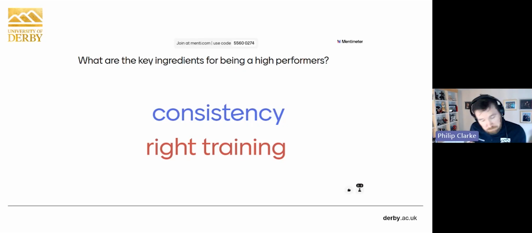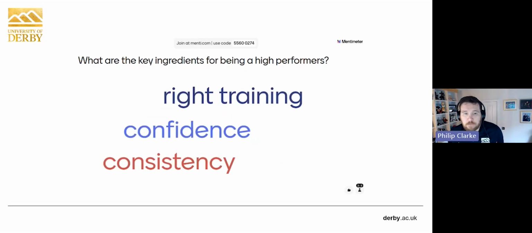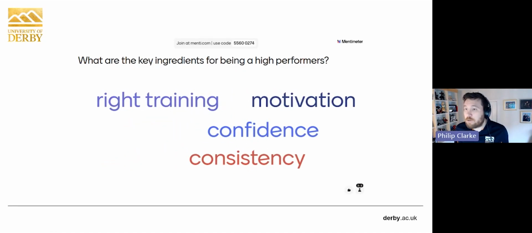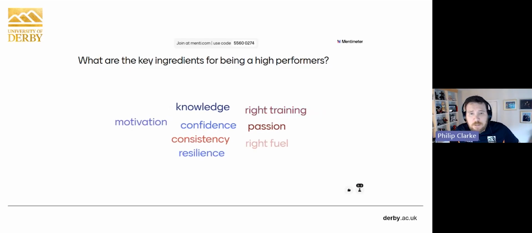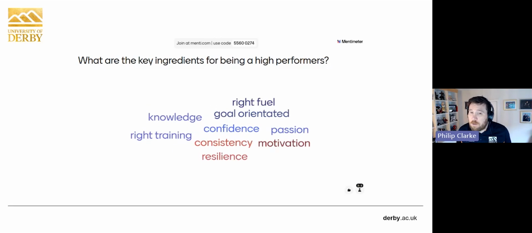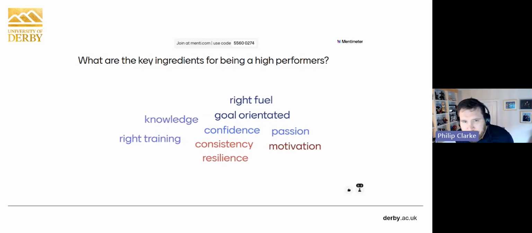The right training. Yeah, definitely agree with that. Consistency. Very good. So actually being consistent with what you're doing, consistent with your effort, consistent with your training, consistent with your pursuit. Motivation. Very good. Passion, confidence, resilience, the right fuel. Love that. Goal orientated. We want to give them knowledge. Okay, good. So we start to see that actually, when we think about it, there's quite a lot of ingredients that goes into it. It can often be quite complicated.